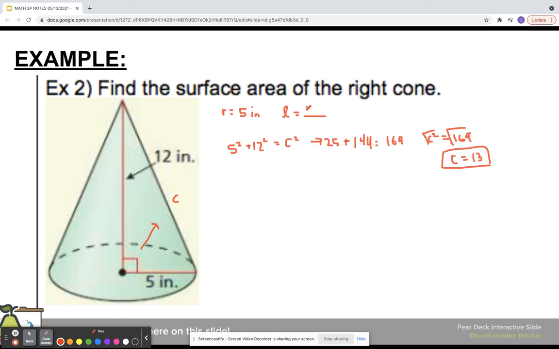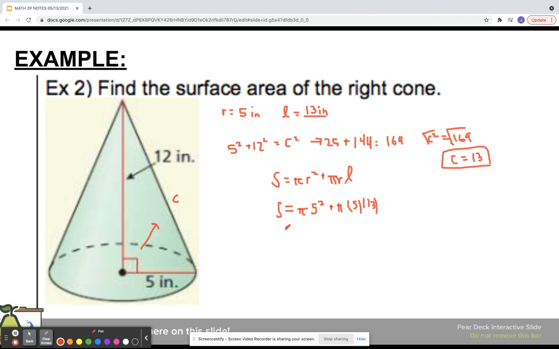So now we've solved for our L. It's 13 inches. Now that we have our R and we have our L, we can go ahead and apply it to our surface area equation of pi times R squared plus pi RL. And now we can just plug in our values and solve. So we have pi times my R value, which is 5, squared, plus pi times 5 times 13.